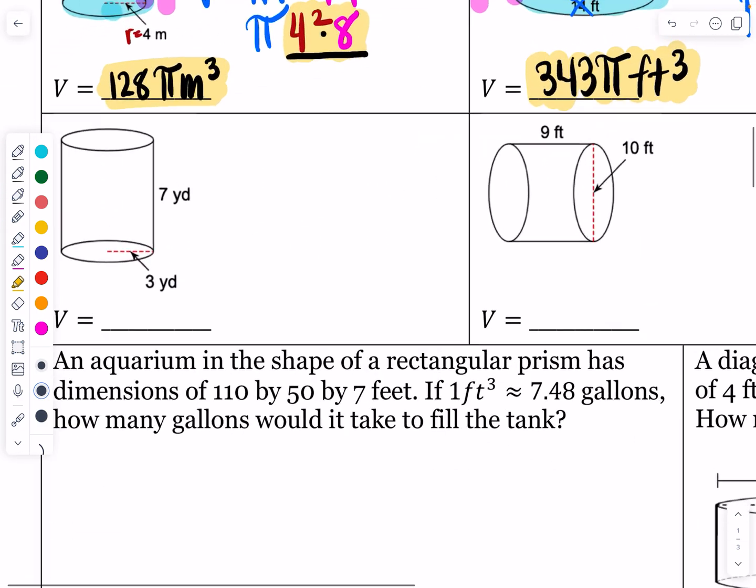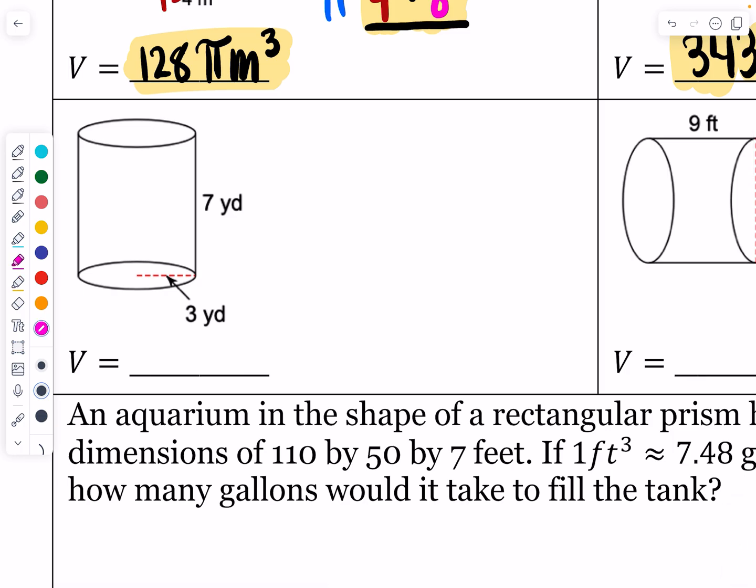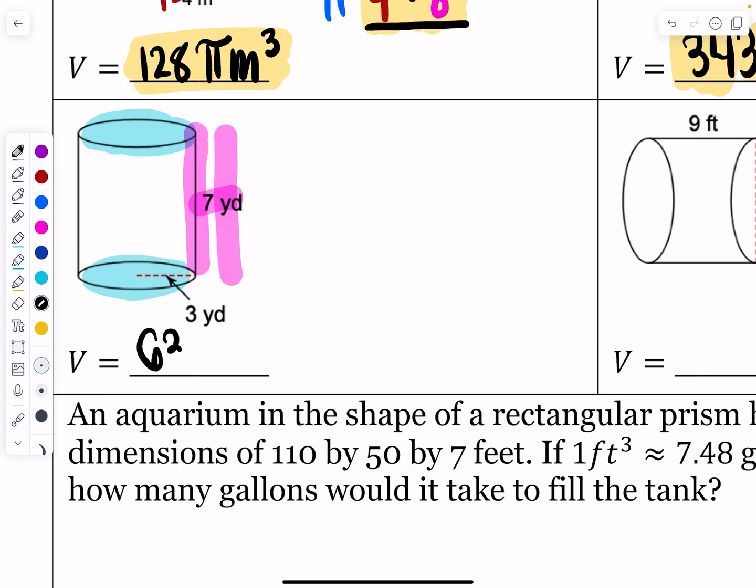All right, when you get to this next problem, that's exactly like what we've done before. Here's my height between the bases. Here's my base. It already has the radius I need on it, so we're going to skip that one. If you want to try that one just for funsies, you would get 63 pi yards cubed.